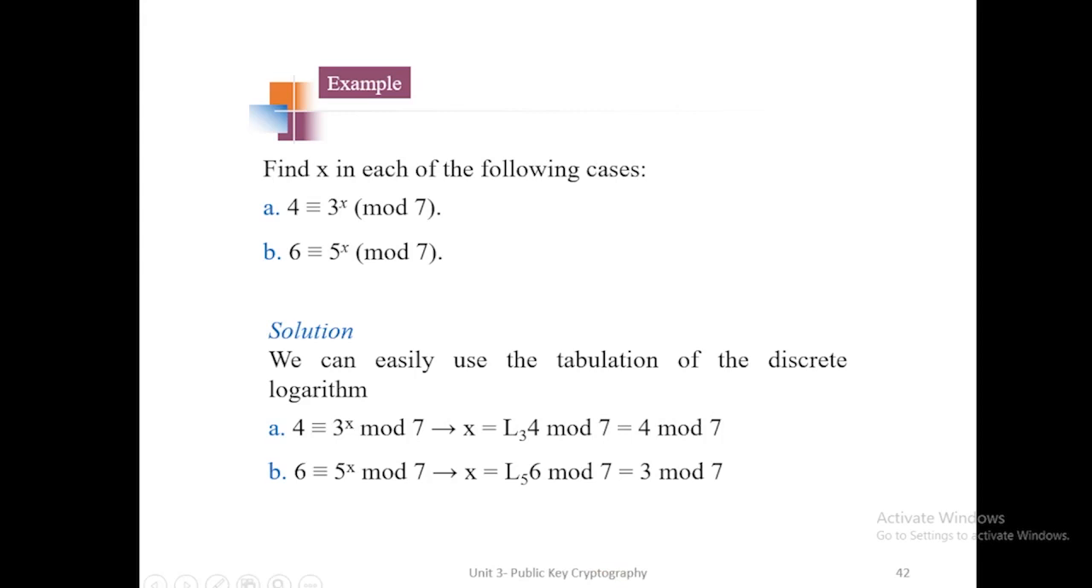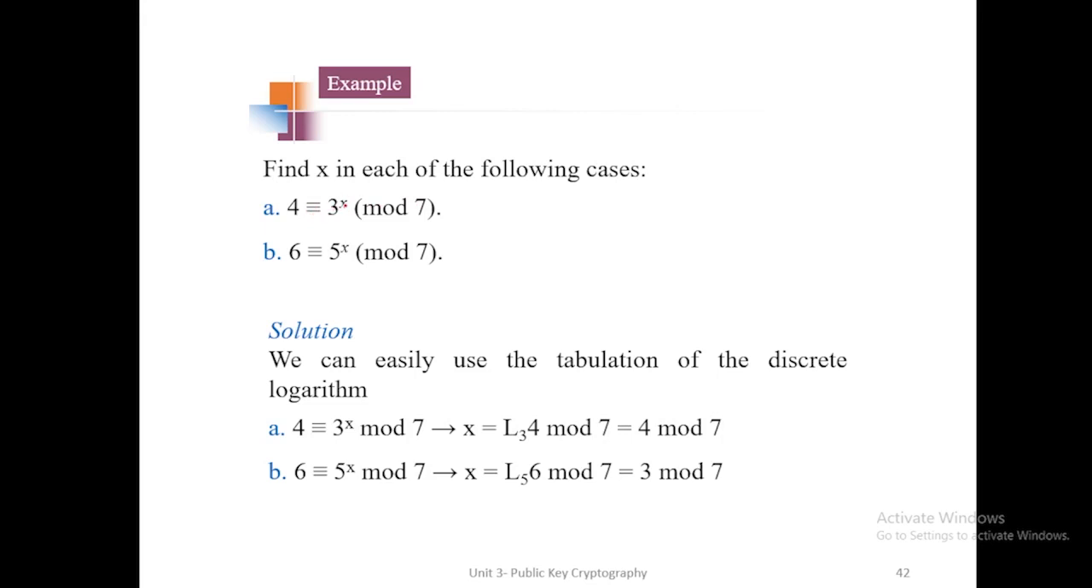Welcome to the cryptography session. In exponentiation, they can give a problem like this: 4 is equivalent to 3 power x mod 7. Find the x value. So I need to find the x value. If you do 3 power x mod 7, it should give the remainder 4.